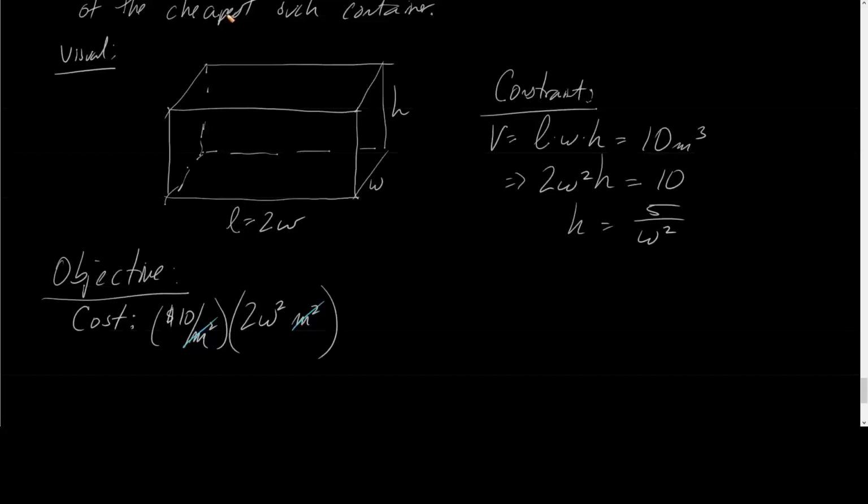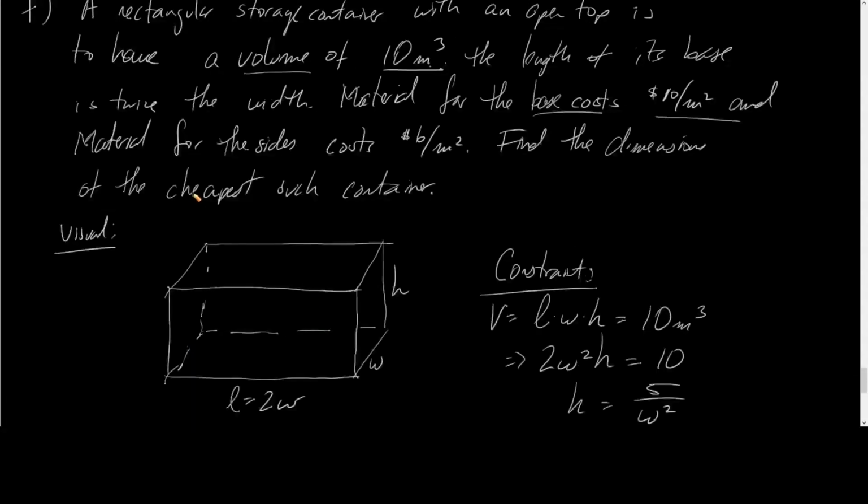But what about the sides? Well, let's look at this. We have 4 different sides. 2 of them, the left side and the right side, those 2 sides have the same area. And what was the cost for the sides? The cost was $6 per square meter.